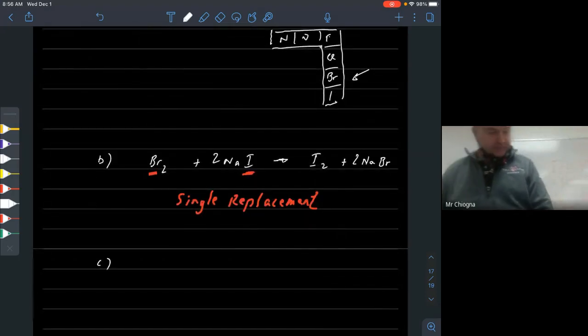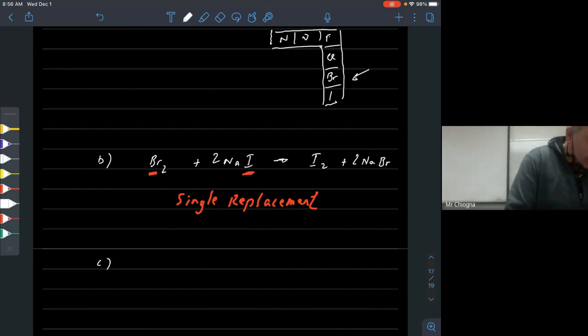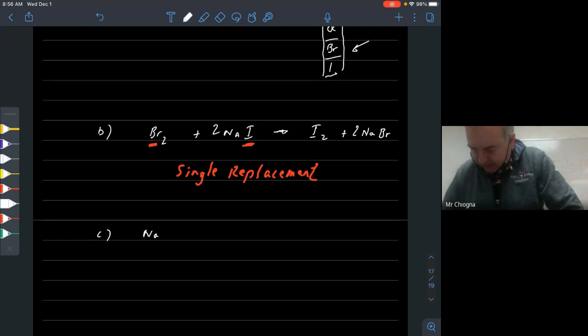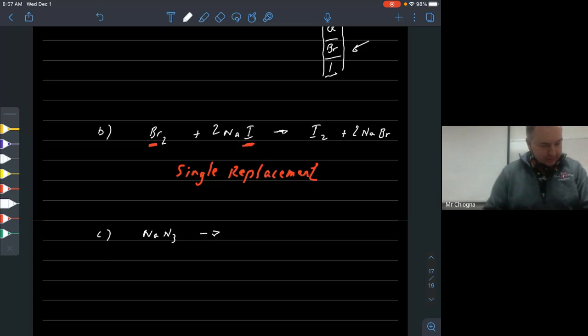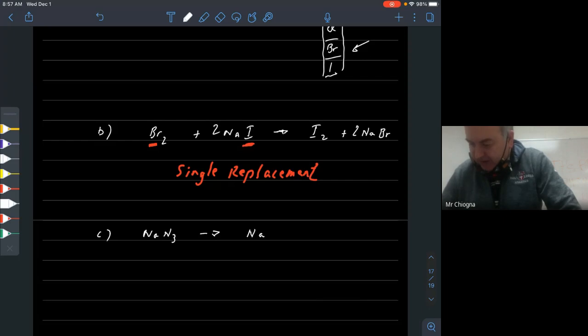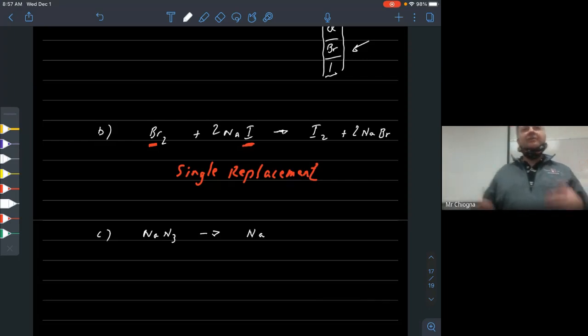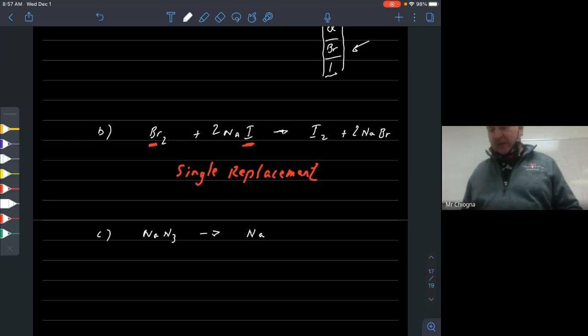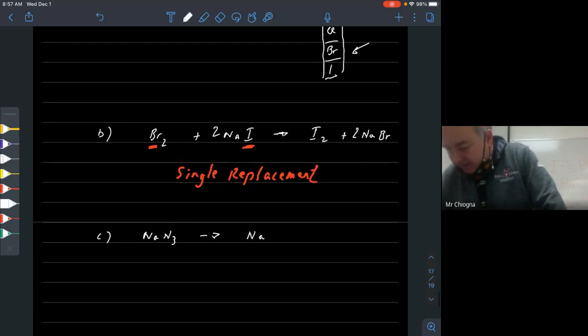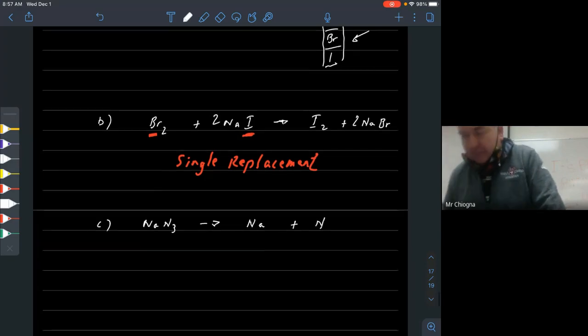C. Electrical charge triggers the breakdown of sodium azide, which is NaN3. It breaks down. That's another way of saying decomposing. To form sodium metal. Sodium metal is just Na. If you see any mention of sodium metal, lithium metal, magnesium metal, just write down the symbol. In this case, Na. Nitrogen gas. This is by itself. Is that correct?